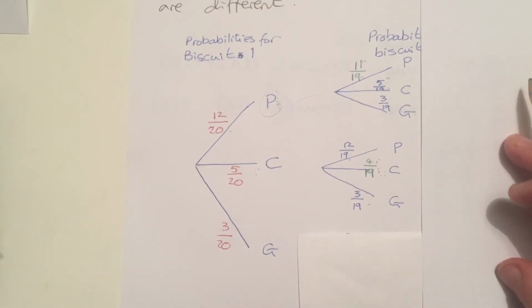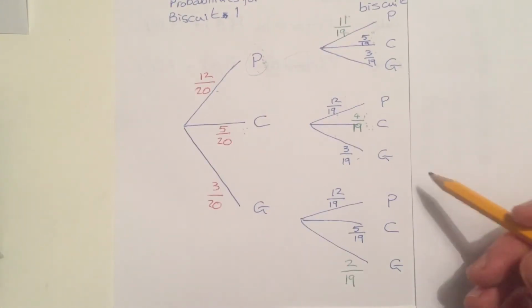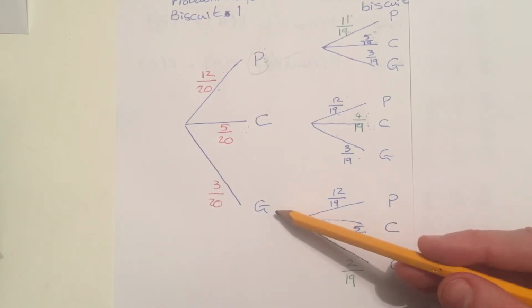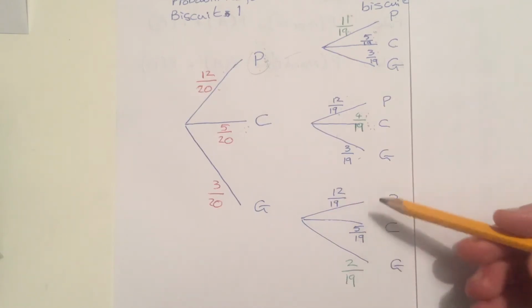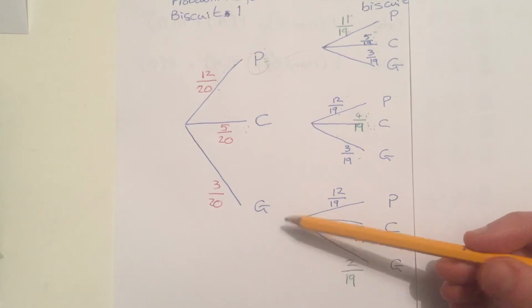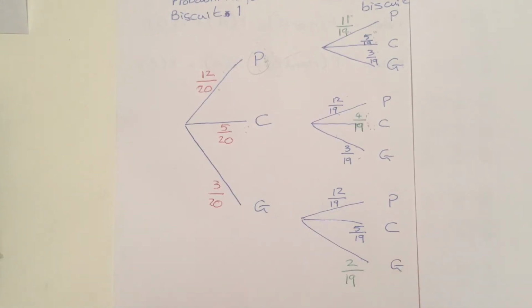And then finally, the last situation for the second biscuit is if I took a ginger out the first time. I didn't touch the plain, so that's 12 out of 19. I didn't touch the chocolate, so that's 5 out of 19. I did take a ginger out. There were 3 to begin with, so there's only 2 ginger biscuits left now out of 19.